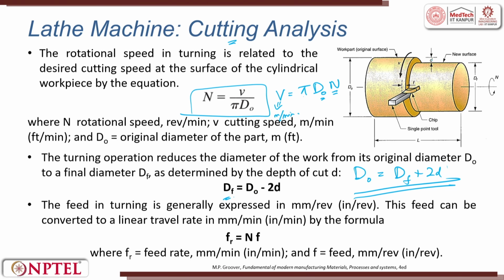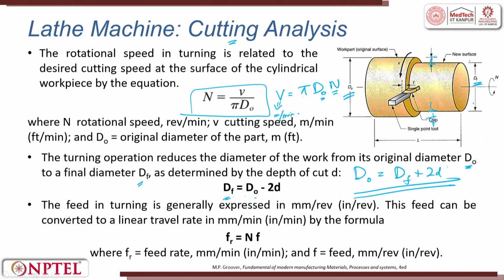If you see here, what is d? D is this. So, 2 times d is also here. The d naught is here and df is here. This is df, this is d naught, and 1d, 2d, this is 2d. So, the turning operation reduces the diameter of the workpiece from its original diameter d naught to df. The relationship between d naught and df is d naught is equal to df plus 2d.